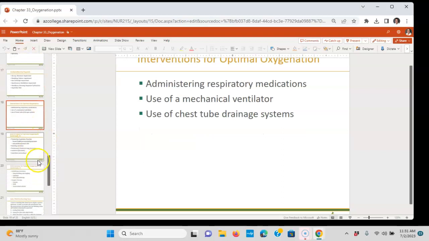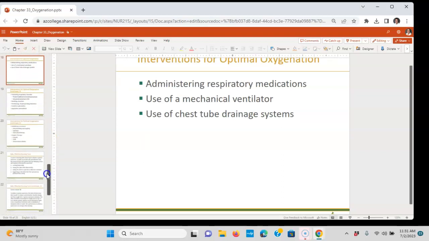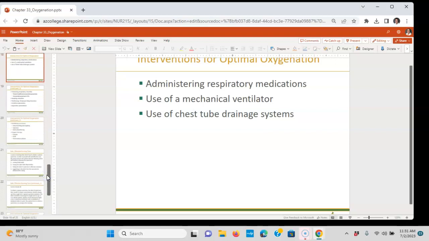Again, interventions to improve oxygenation would include respiratory meds, nebulizers, inhalers, bronchodilators, corticosteroids, the use of mechanical ventilator, CPAP, BiPAP, ventilators, and then the use of chest tube draining systems to get air or fluid or blood out of the lungs.